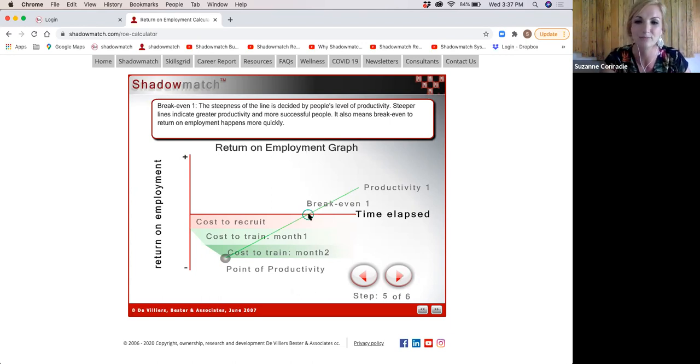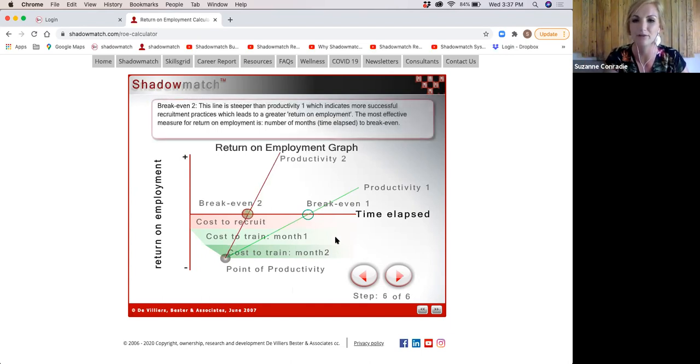What we want is to make this line a bit steeper to say, let's get that break-even point earlier. So yes, there's always going to be training. That's inevitable. We need to teach the individual the ropes of what they need to do. But if we can make the training go quicker, the time frame is shorter until we reach that break-even point, then our graph is going to look a bit better.